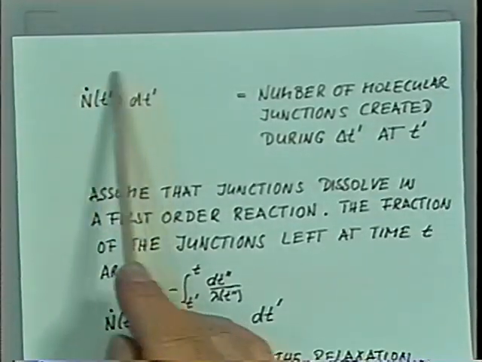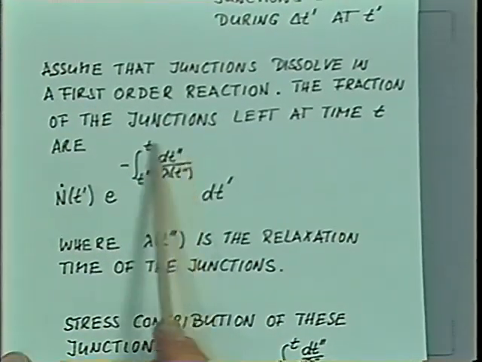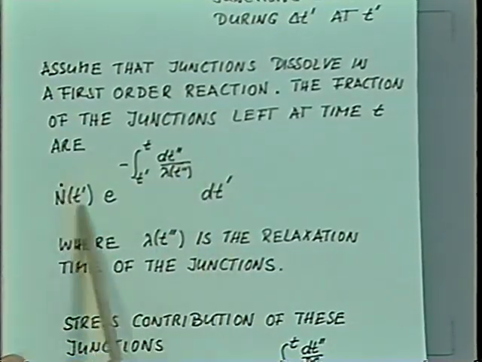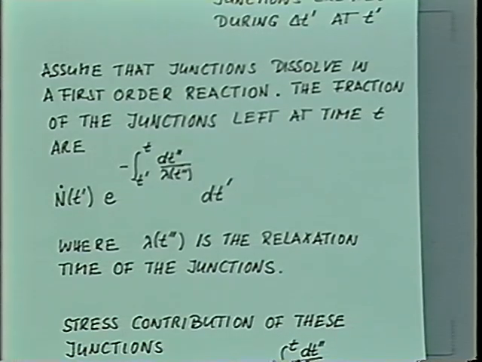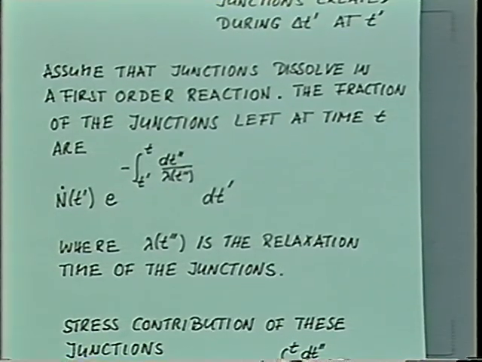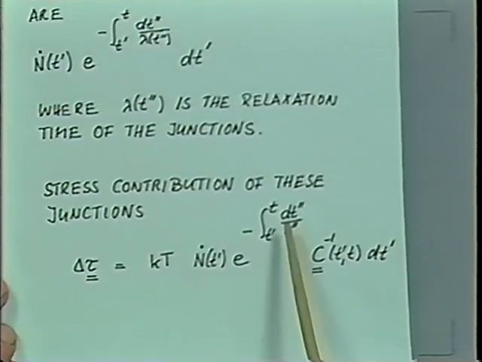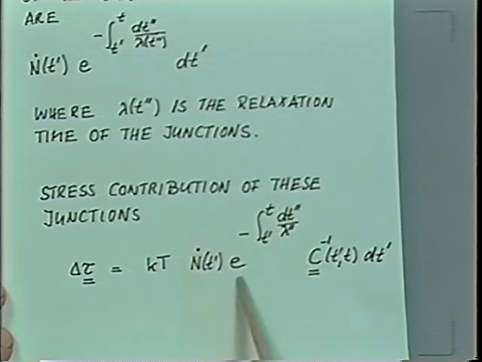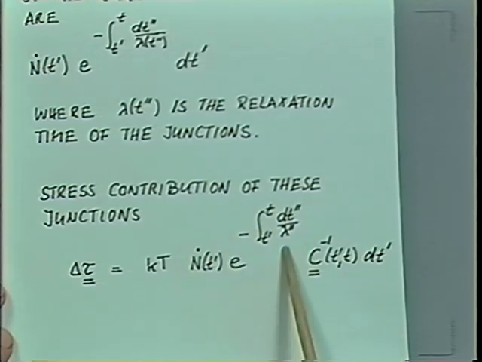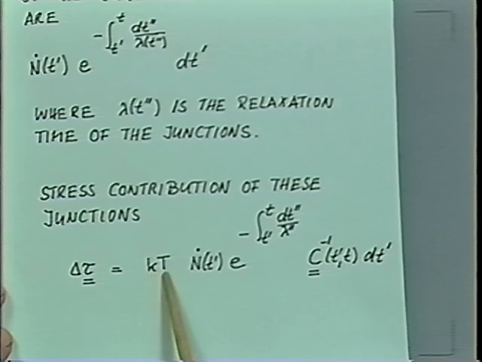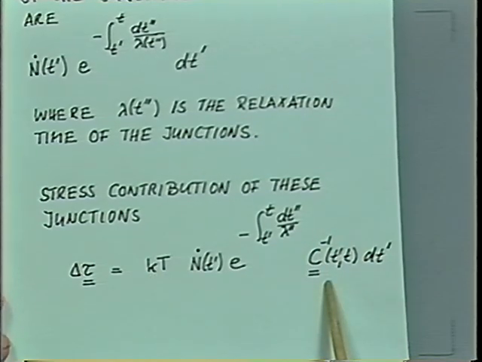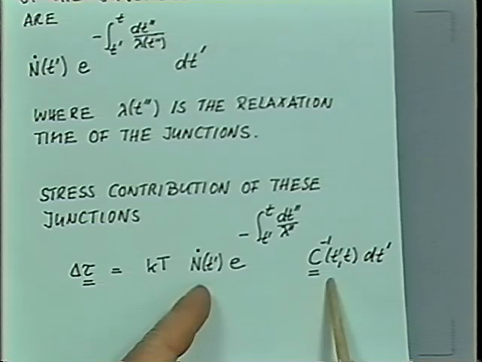This was the number of junctions generated at this short interval. This is the number of junctions now which survive the flow from t prime to t, and they are contributing to the stress. If you take the number of junctions at that time, dt belongs to that also, multiply them with kT, and multiply them with the Finger strain tensor, then you have the stress contribution of those junctions as described in the rubber theory of Treloar, for instance.